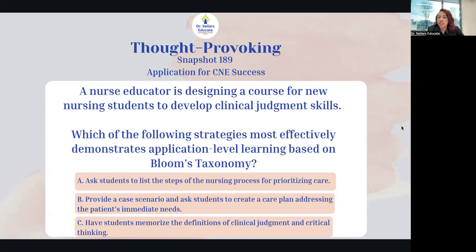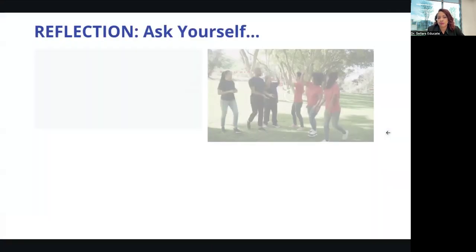Maybe you decide, you know what, I don't want to get distracted or confused about Bloom's taxonomy. So as soon as I sit down, I'm going to draw out Bloom's taxonomy. You just want to be mindful of your time because you do have 3 hours to take the exam.